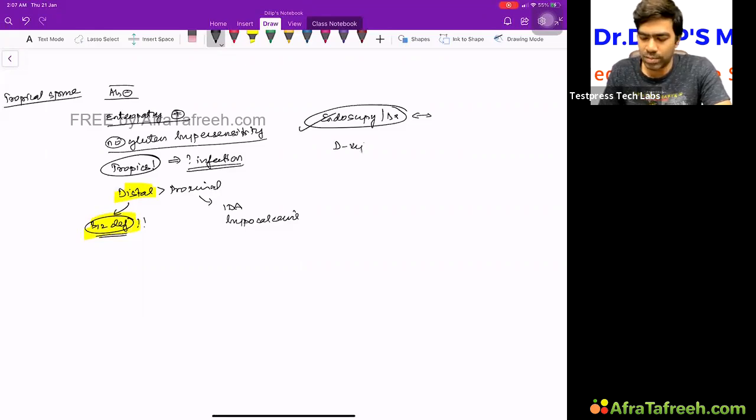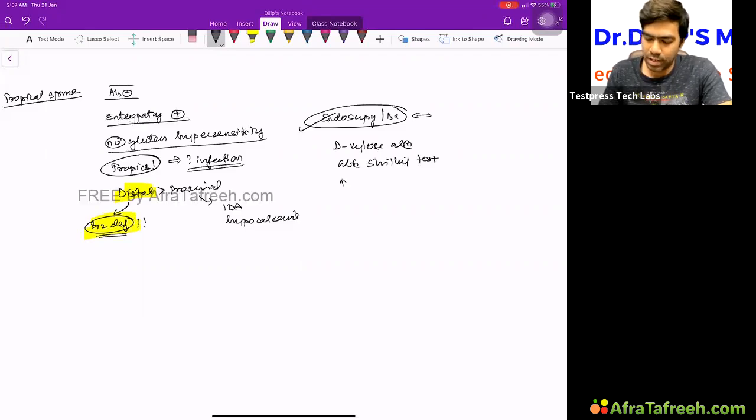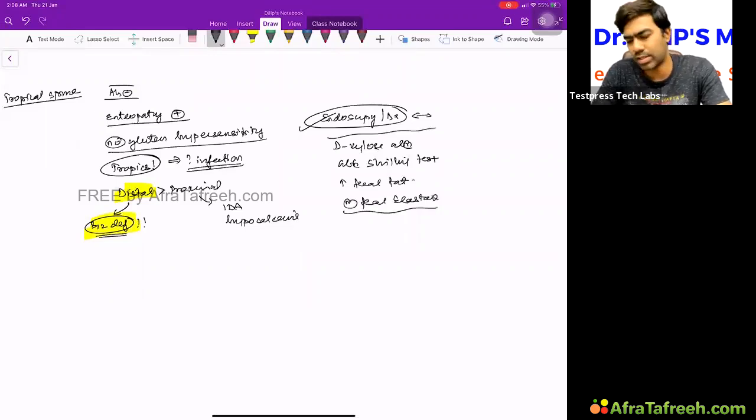So D-xylose test will be abnormal, and patients will have abnormal Schilling test. This is for sure. They will have abnormal Schilling test, and the patients will have increased fecal fat. They might have a normal fecal elastase. Which means, again, you cannot really differentiate from celiac disease based on this test. So these tests are only supplementary tests.